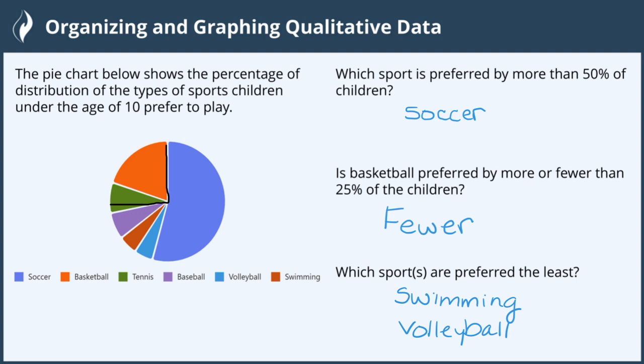Basketball is preferred by fewer than 25% of the children because if you take a look at the wedge for basketball, it's less than 1/4 of the pie chart, or this area that I drew in black. And then the sports that are preferred the least are the smallest 2 wedges, which would be swimming and volleyball. And now we're done.